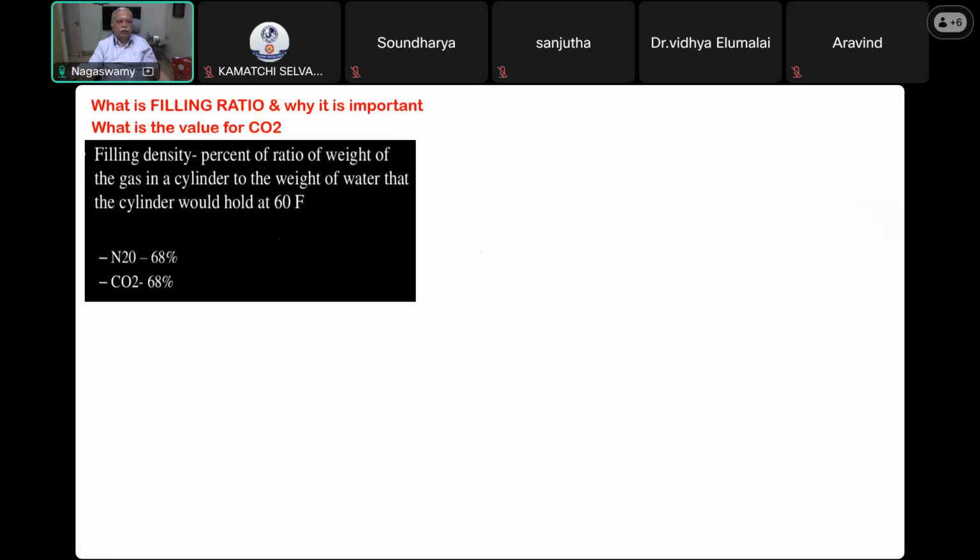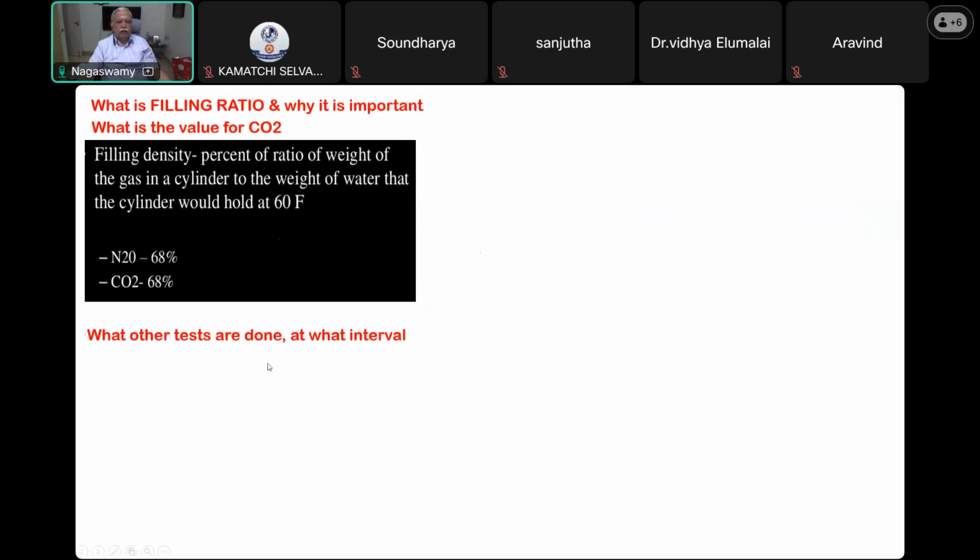So 68% is the value, that is, you can fill only up to 68% of the capacity of the cylinder for nitrous oxide and carbon dioxide. So that even if the temperature exceeds 60 degrees Fahrenheit, the expansion will still be held within the cylinder and it will not cause an explosion.